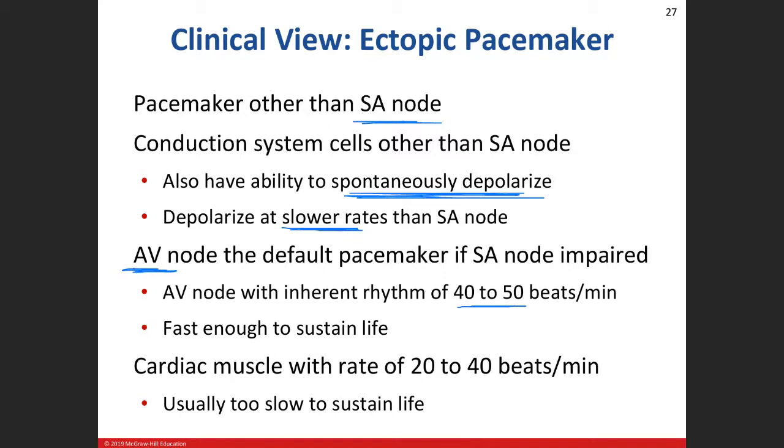Because if we don't have the AV node, our cardiac muscle will spontaneously depolarize on its own, but at 20 to 40 beats a minute. And it's not going to be enough for most people. It's just not going to be enough. Okay?